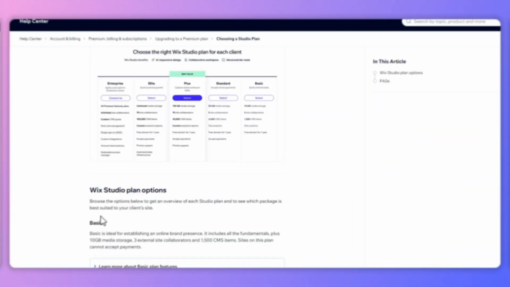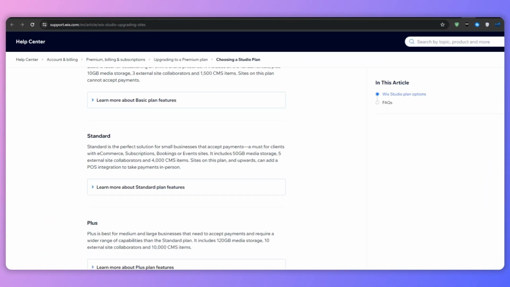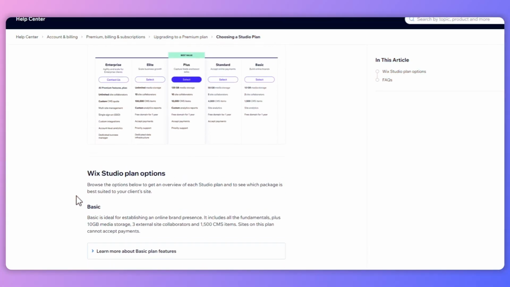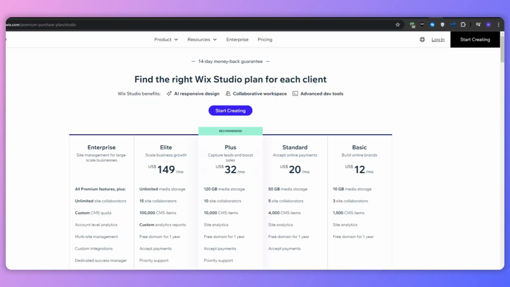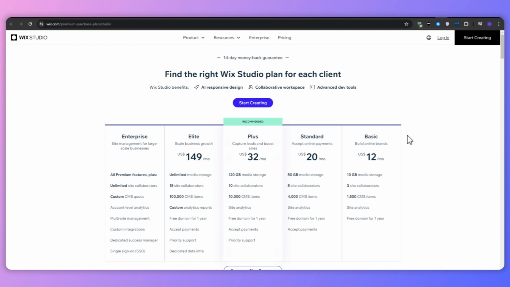In this video, we'll be diving deep into the world of Wix Studio premium plans, exploring the various features, limitations, and considerations for each tier. So whether you're a seasoned Wix user or just starting your online journey, understanding the premium plans is crucial to making informed decisions and ensuring your website's success.